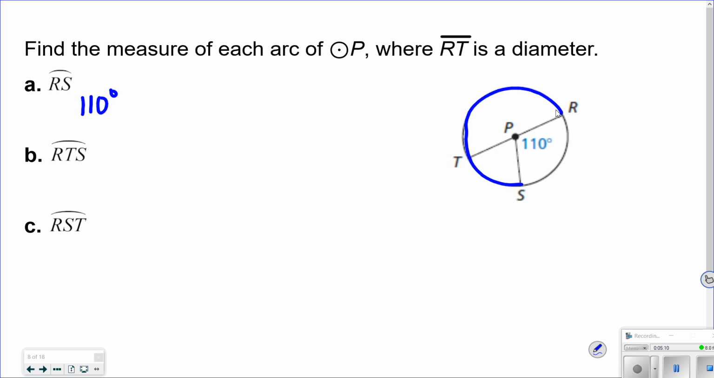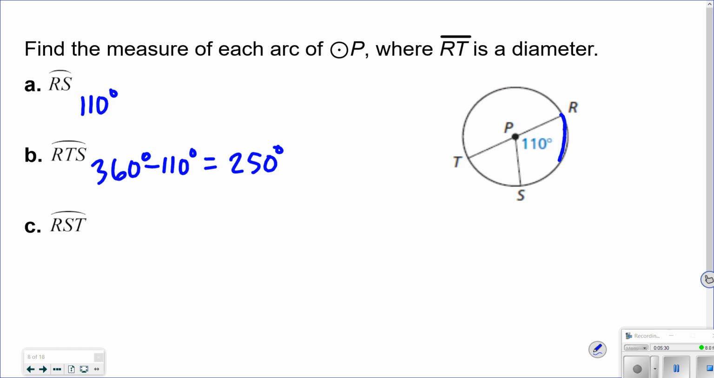Well, that angle right there is 360 minus 110. That's going to be what, 250 degrees? That should be the measure of that arc right there. Arc RST. This one's a little bit trickier.